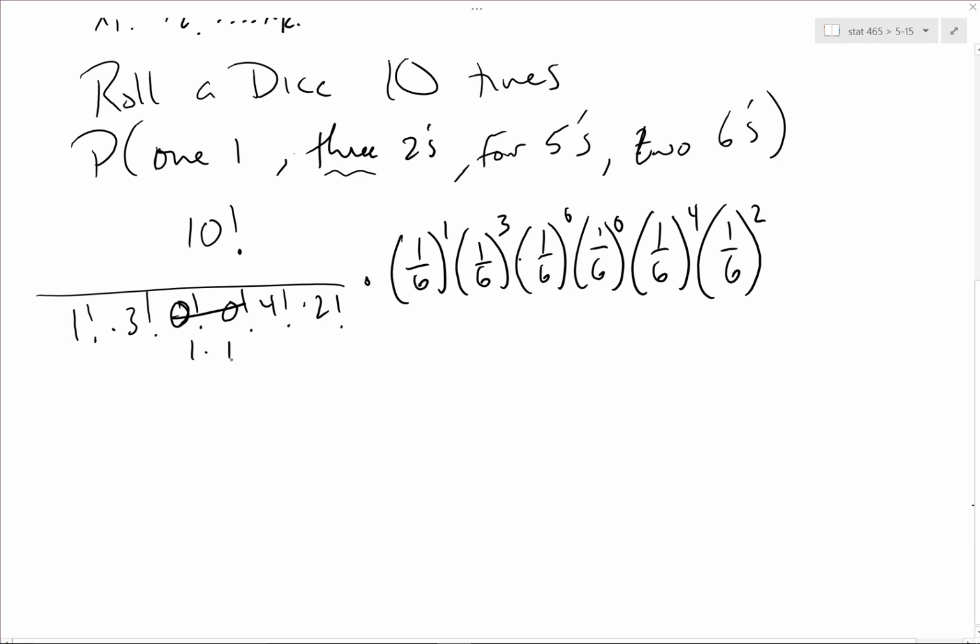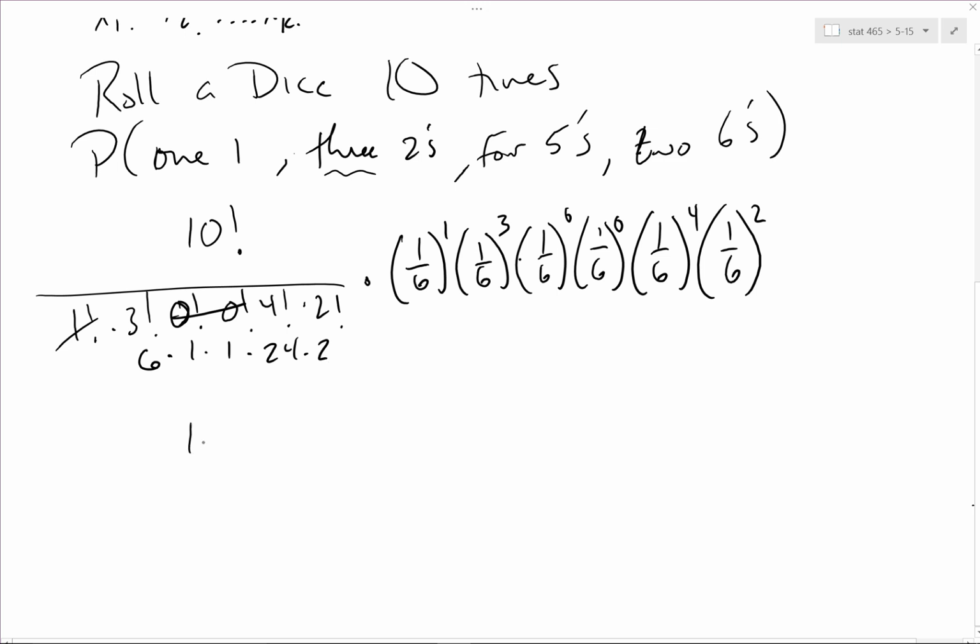These are both 1s, yes? All right, 1 factorial is also 1. 3 factorial is 6. If you can do these in your head, good for you. 4 factorial is 24. 2 factorial is 2. If you can do those in your head, that makes your life that much easier, yes?